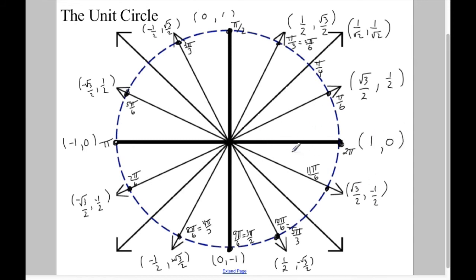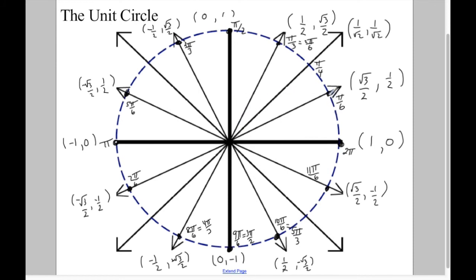Okay, now I've gone through and I've put all the multiples of pi over 6 in as special angles. Now if you copy this out, you can pause it, copy this out, and use this as a resource when you're doing special angles. When I do them on the board, I will show you that I draw a circle and count, and I'll show you how to do an example like that in the next video.